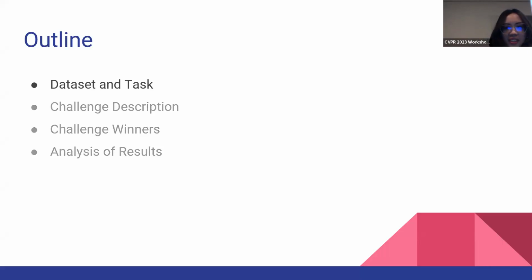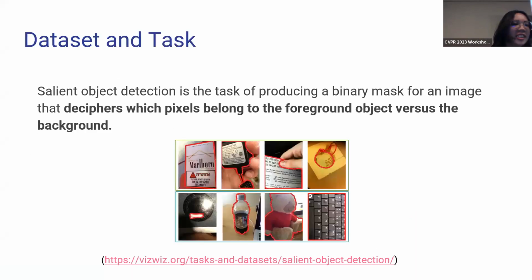So let's start with the introduction. Salient object detection is a task of producing a binary mask for an image that deciphers which pixels belong to the foreground object versus the background. So in simpler words, algorithms separate a foreground object from the background in an image down to the precision of a pixel. Each pixel in an image is either assigned foreground or background.